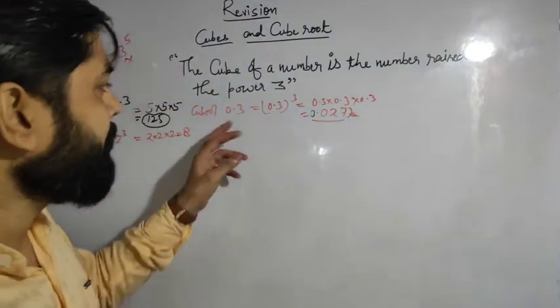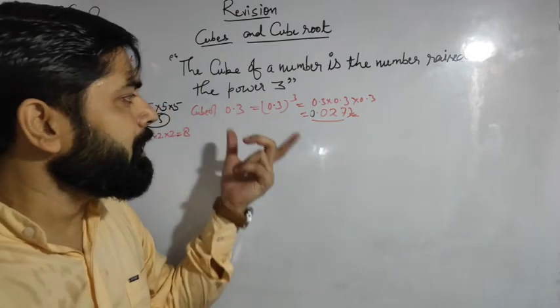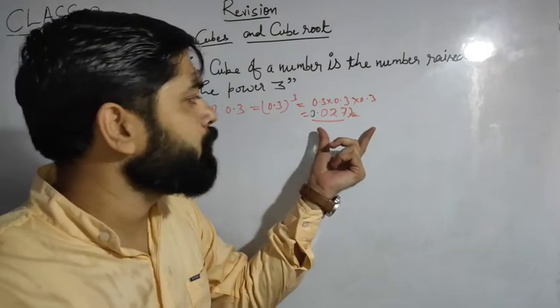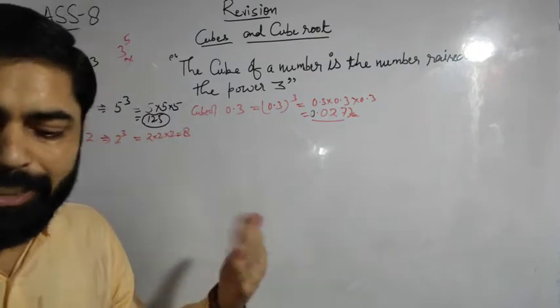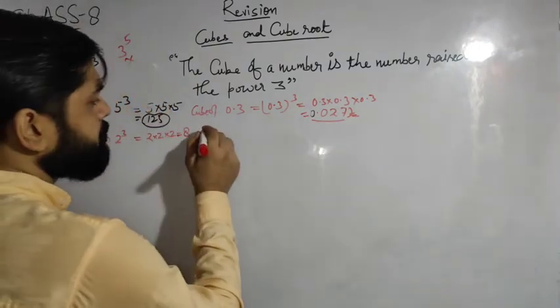So 0.027 is the cube of 0.3. So what is the cube of 0.3? The cube of 0.3 will be 0.027. So this is the cube. What if the question is asking about negative numbers? What is the cube?